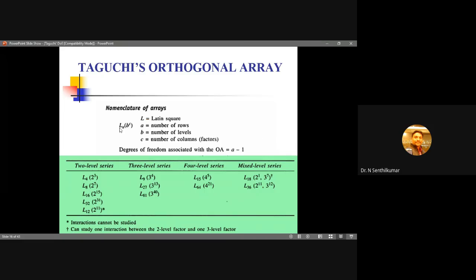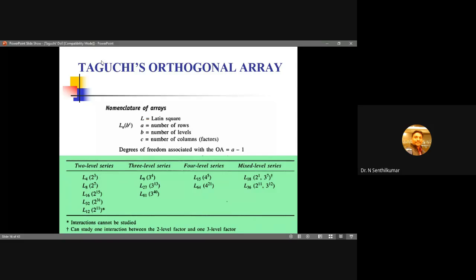L stands for Latin square, and the number stands for the number of rows. L9 means 9 rows, that is 9 experimental runs. L16 means the number of rows is 16, that is 16 experimental runs. L27 means 27 rows.